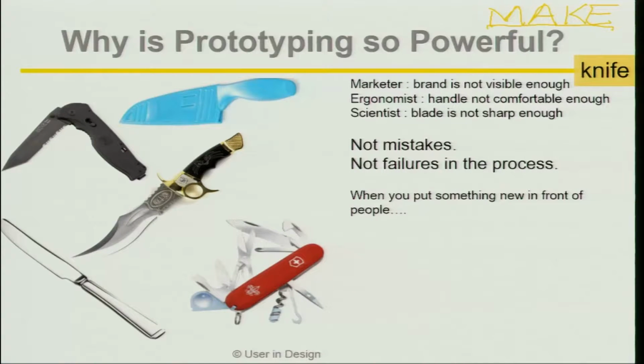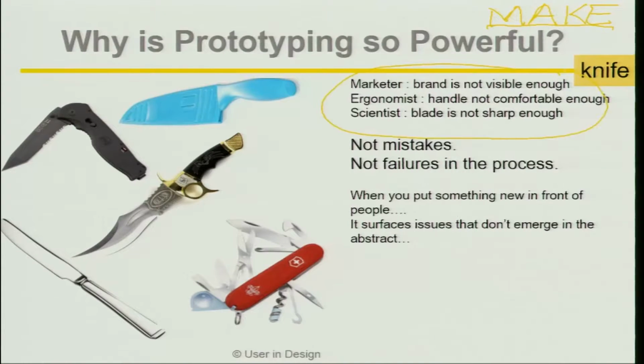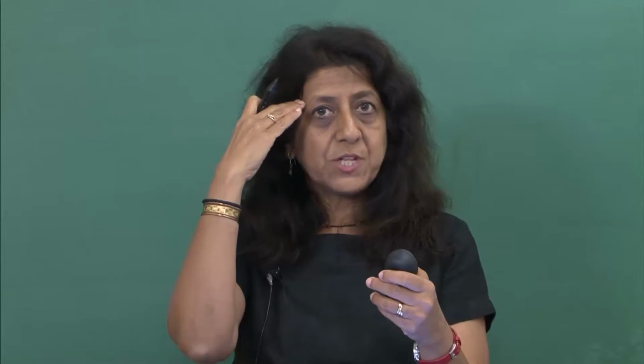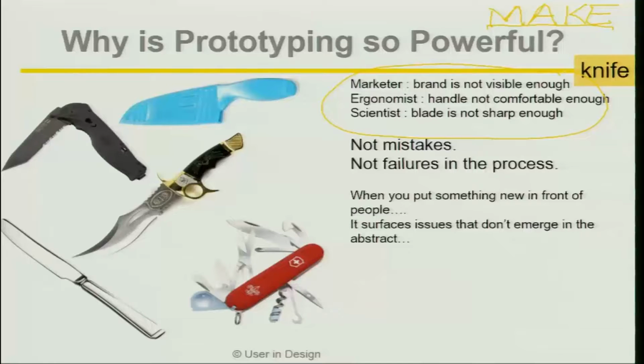So when you put something new in front of people, it surfaces issues that don't emerge in the abstract, right? When you just say it, or when you kind of describe it, which is how we often do. We have something in our head and then I'm describing it to you, and the picture in my head is what I'm describing, and the picture that's forming in your head is something completely different. That is what we take out by creating a prototype. Okay, so how you engage people to move really fast.